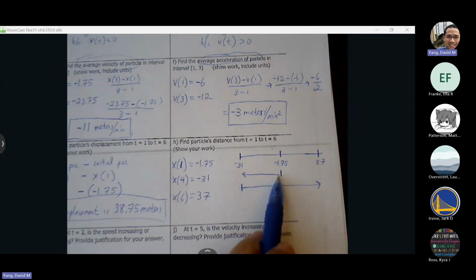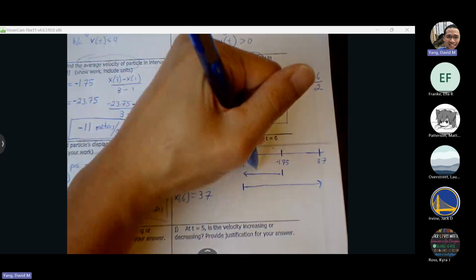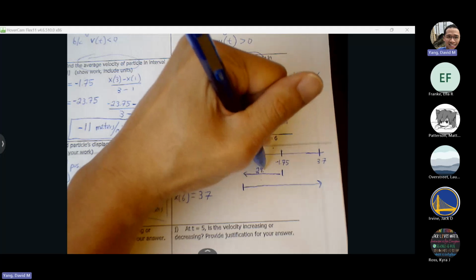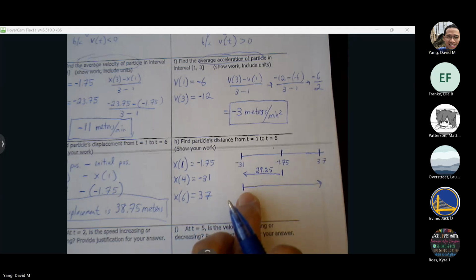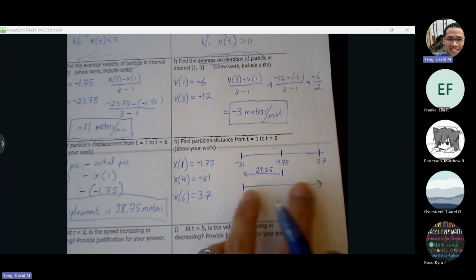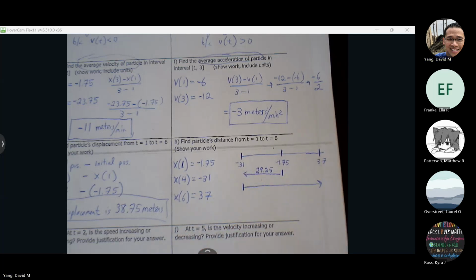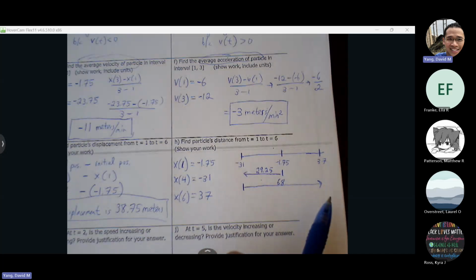Okay, so we count our steps. How many steps have we taken? If we walk from negative 1.75 to negative 31, we can just subtract those numbers and take the positive because we're counting steps here. So this ends up being 29.25. And then from negative 31 to 37, you're walking 31 steps to 0, and then from 0 to 37. So that's 31 plus 37, 68 steps. Okay, so in total, you've taken 29 steps to the left, and then you took 68 steps to the right. Your total distance, you're just going to add those numbers together.